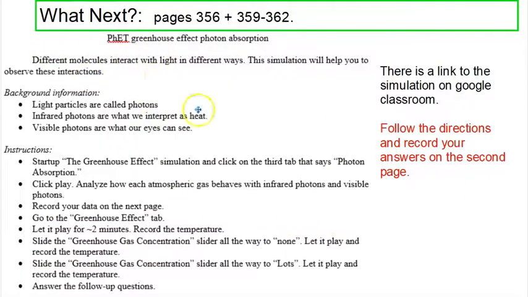Okay, so you should have picked up these worksheets on your way in. It says FET greenhouse effect photon absorption. Please make sure to put your names at the top because you'll turn these in at the end of the period. There's a link to the simulation on Google Classroom. I tested it on a few computers. It should work. So go ahead and get on the Google Classroom and then follow the directions and make sure you record your answers on the second page. I'll briefly go over the answers at the very end.